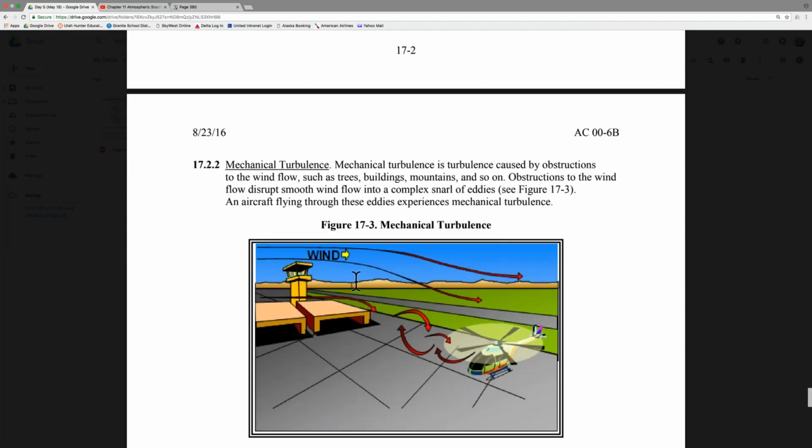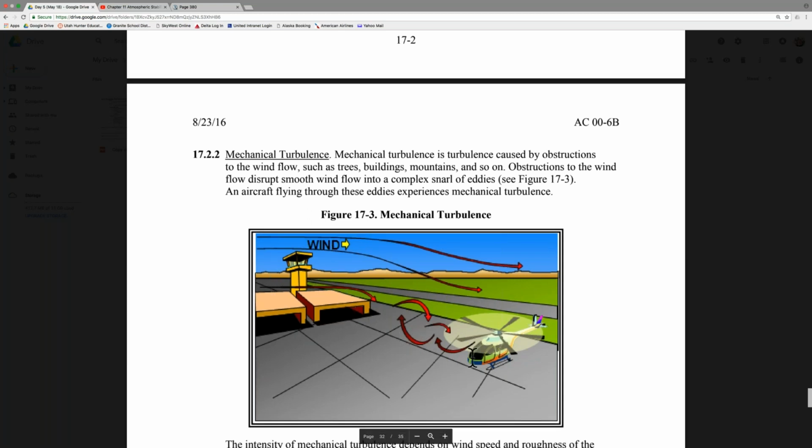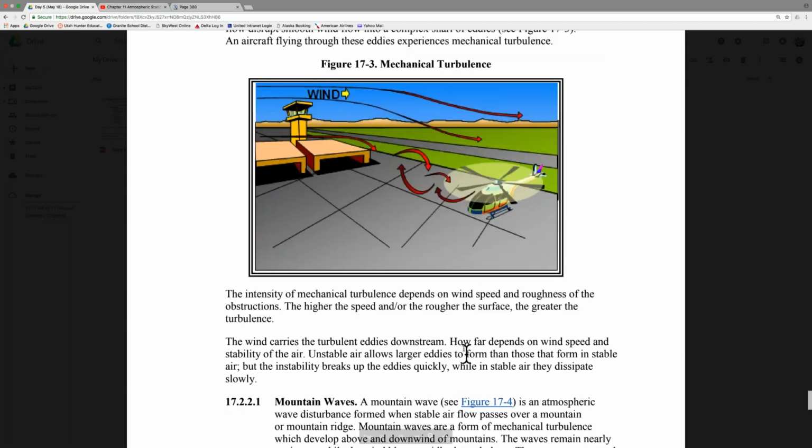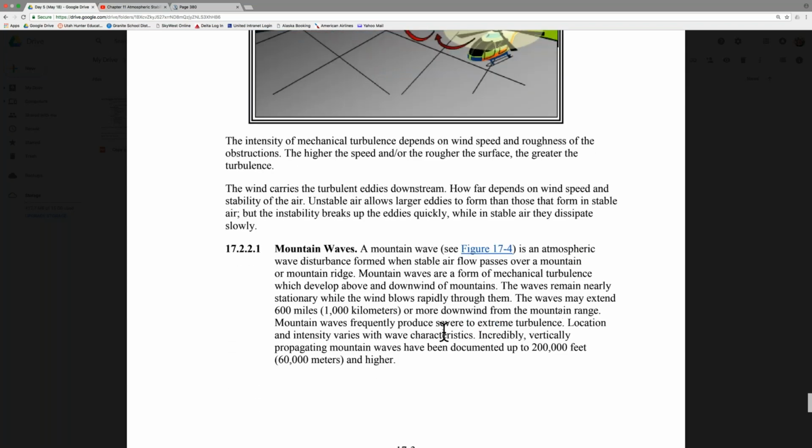So mechanical turbulence is just what I was telling you guys before. The wind is hitting the buildings, which creates its own turbulence. You even get it from rotor downdraft or rotor wash. Basically, it's a man-made object creating its own turbulence. Another type of mechanical turbulence would be mountain wave.